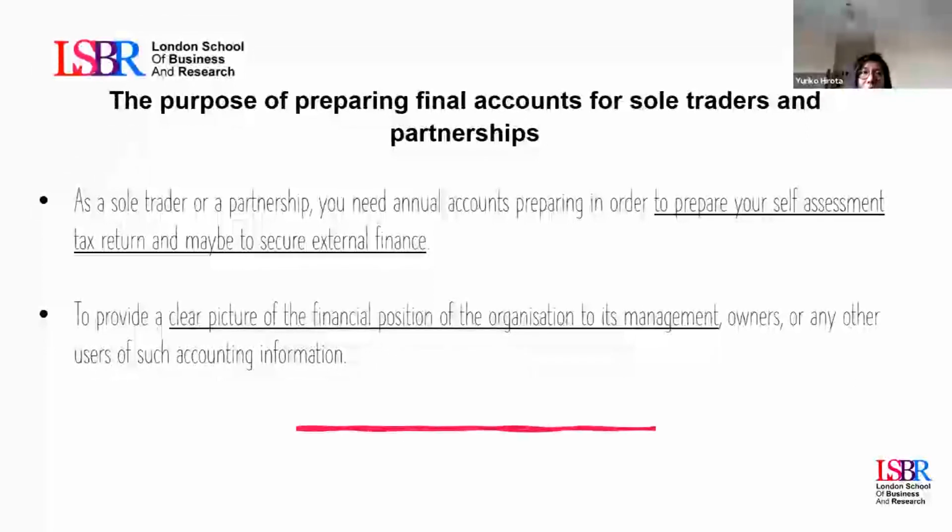So one of the objectives of preparing financial accounts is to determine taxes and maybe get external finance. Most banks ask for financial statements in order to see the financial position of the company, and in order to give the opportunity to have a bank loan. Or if the company wants to get money from investors, the company needs to give information about financial position and financial performance. And this is only possible through financial statements. So these are the two most important reasons: to calculate taxes and to secure external finance from the bank or from external investors.